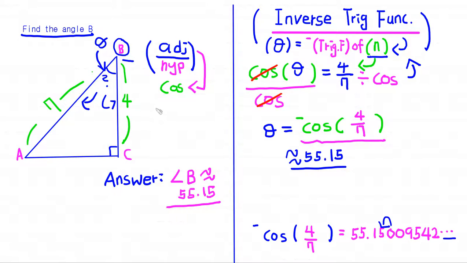So we found that we are using cosine with the given sides. We just use inverse trigonometric functions if we want to find the angles in a right triangle. And we ended up with the answer 55.1500 and on and on, and we made an approximate value, which is 55.15. And this is the angle B. And we're done.